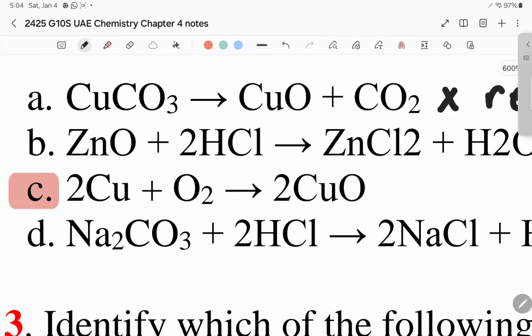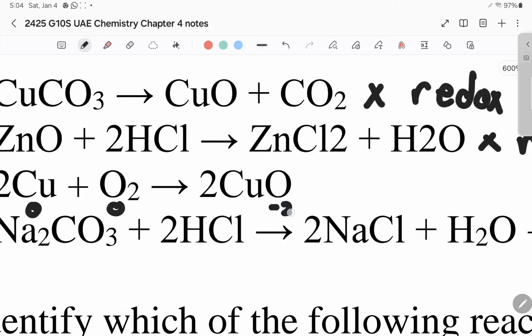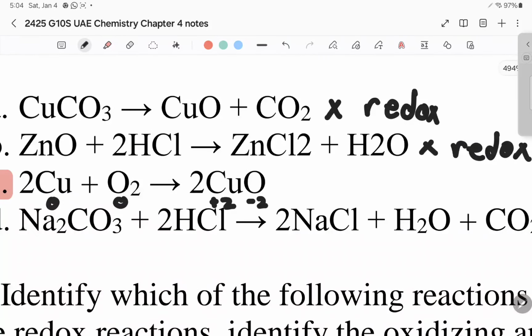Now for the next one, we know that Cu is an element, so it has an oxidation number of 0. O2 is also an element, so oxidation number of 0. In CuO, O will have an oxidation number of -2, while Cu will have an oxidation number of +2. Since here this was 0 and it changed, and here it was 0 and it changed, this is immediately redox.